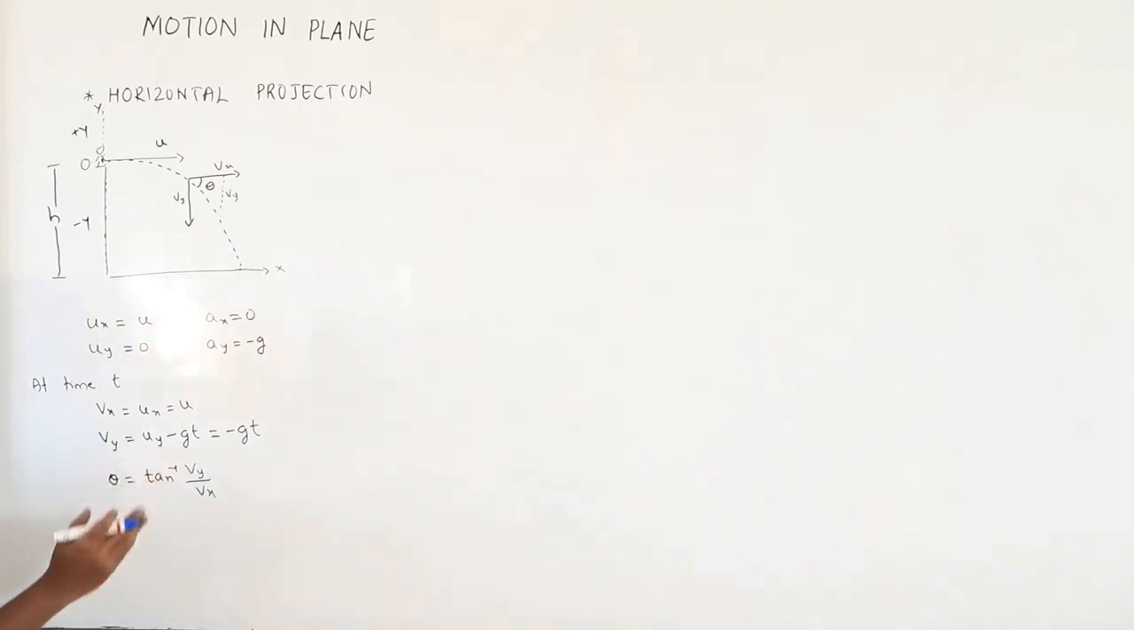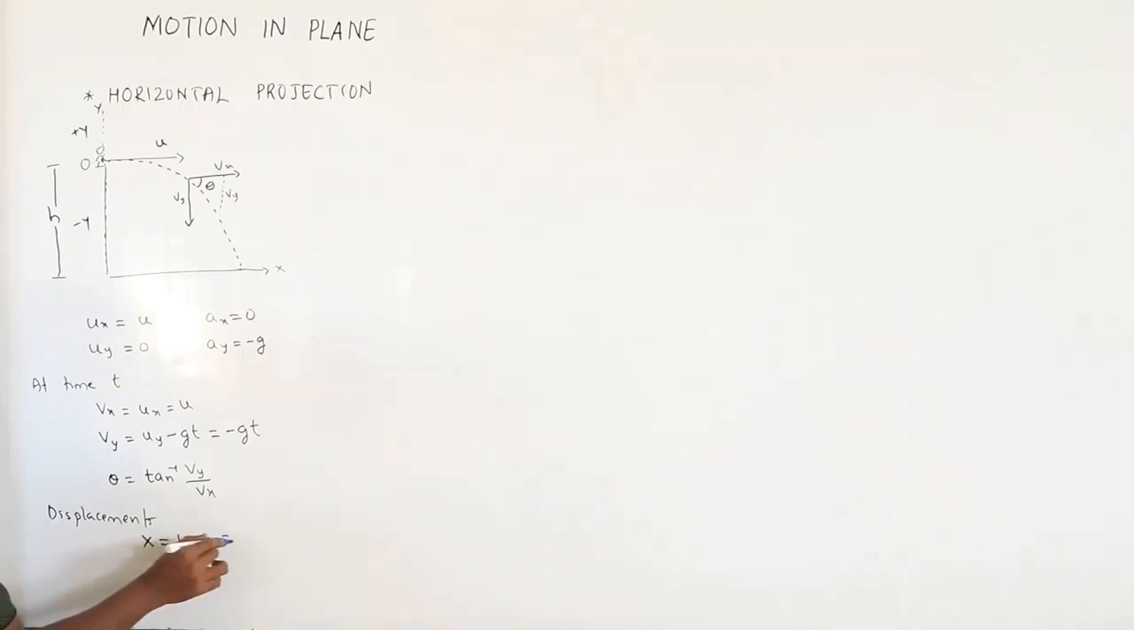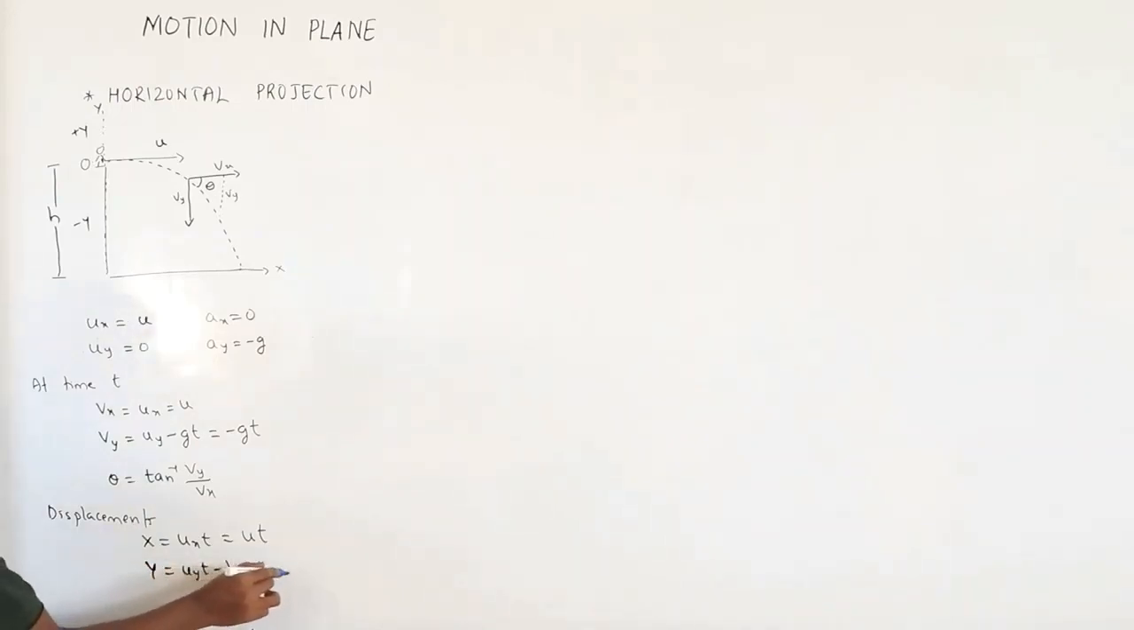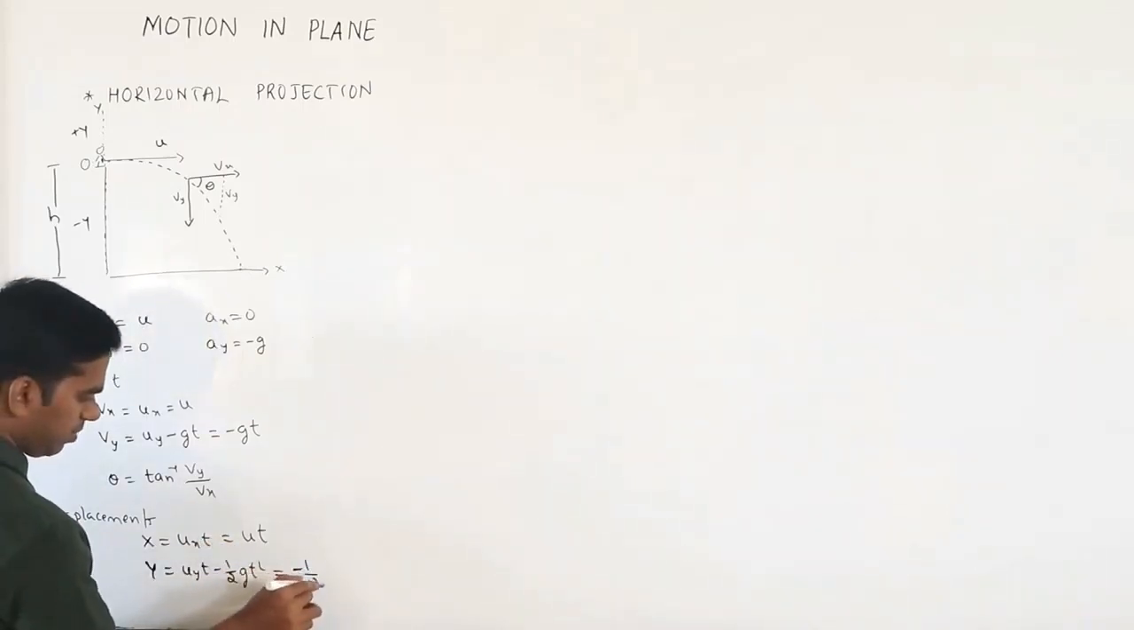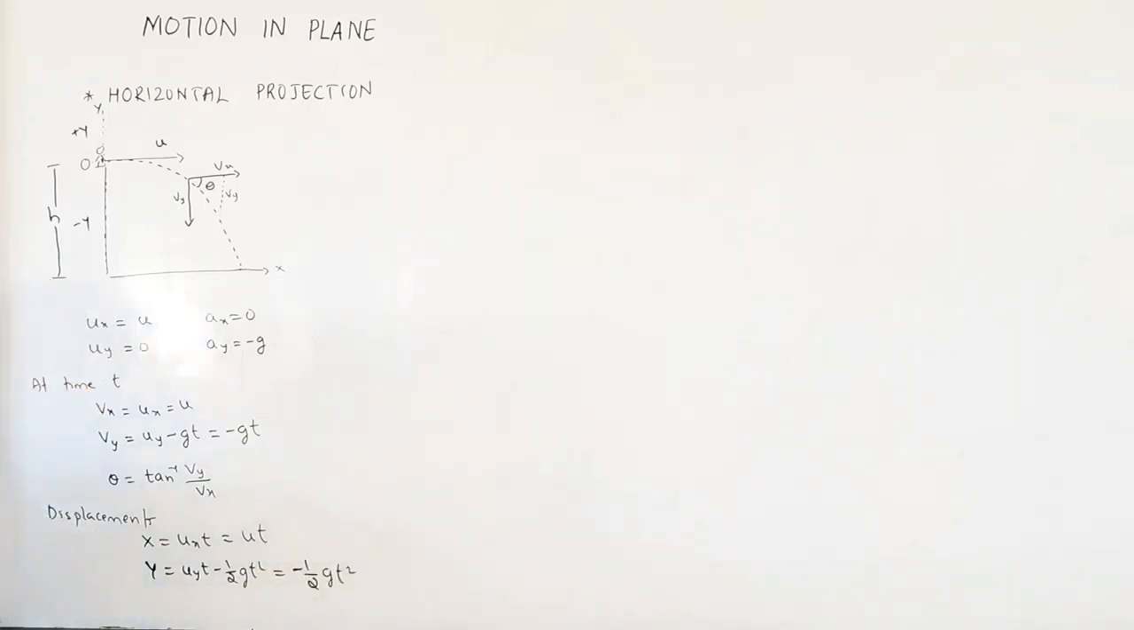Then the distance traveled along the x and y axis, that is the displacements. So what you can write for displacement: x equals ux into t, that is nothing but u into t. What about y? y equals uy t minus half g t square. uy is already 0, so no need to worry about that one. This will become minus half g t square. So with the help of this, you can get the time of flight.